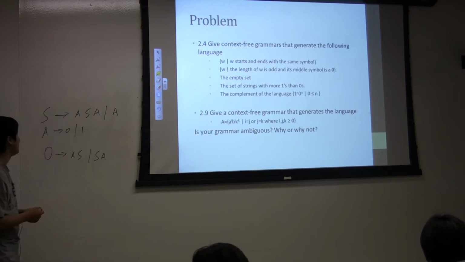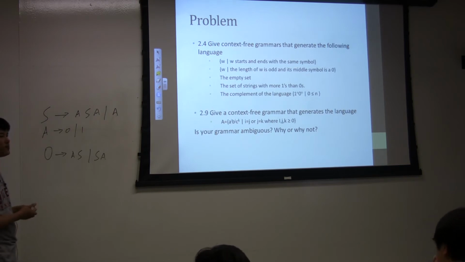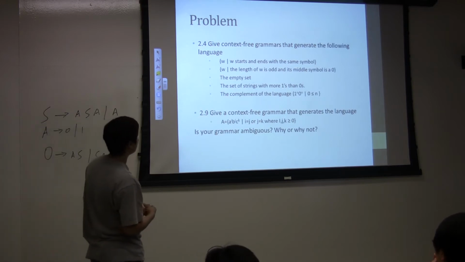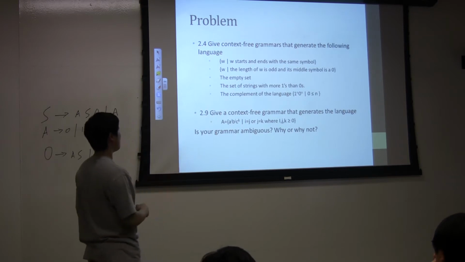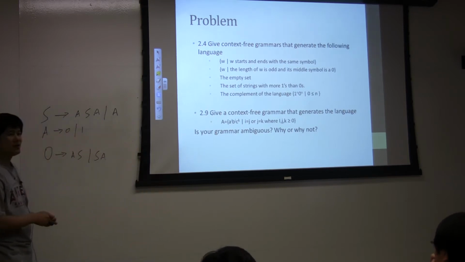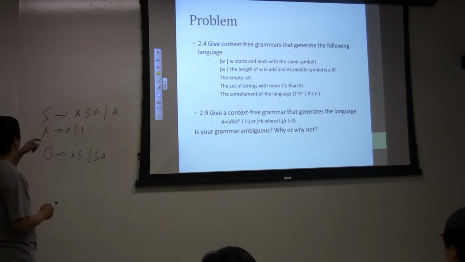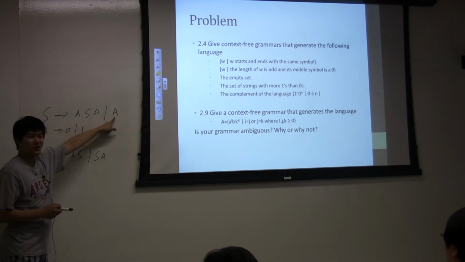Either way works, whatever fits. So you can generate even length strings and odd length strings. And the second problem just asks for one extra thing, which says the middle symbol is 0. So what's the middle symbol? Is this one, right?